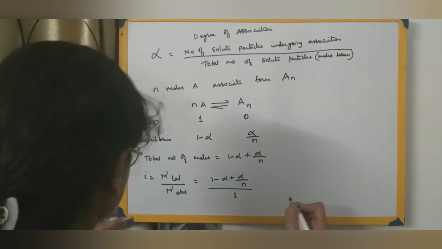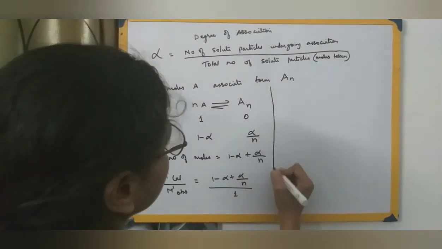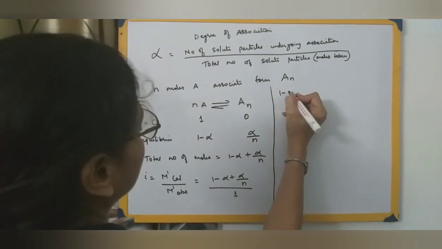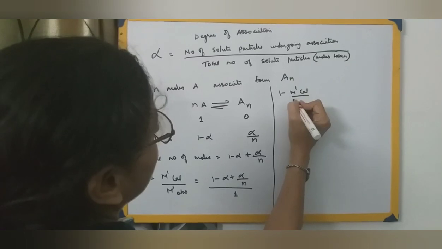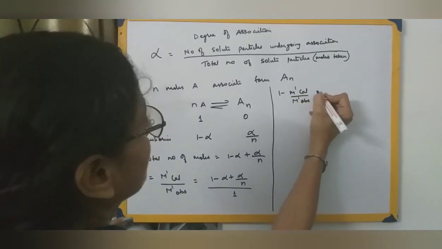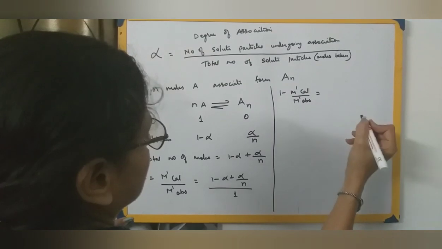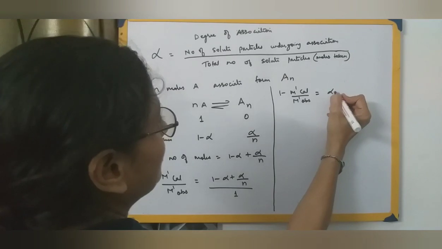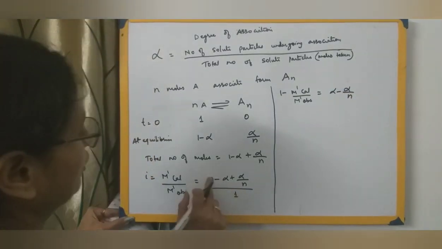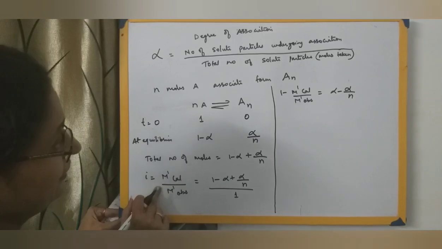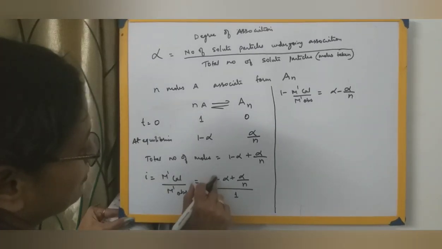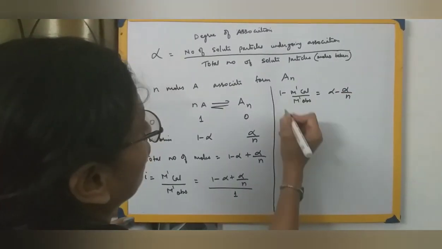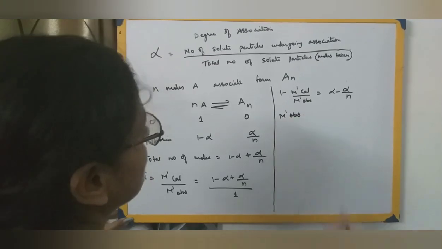Therefore, if we bring this 1 on this side, we get 1 minus M' calculated upon M' observed. What will we be getting? Over here we'll just change the sign, that is alpha minus alpha by n. Look here, we are bringing this 1 on this side, and then for alpha, we are just changing the sign, that is alpha minus alpha by n over here. So M' observed. I hope it's clear to you students.